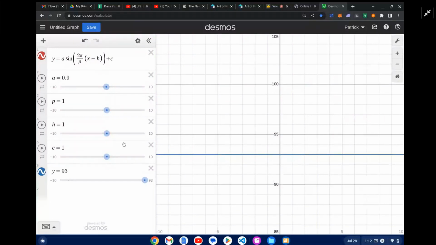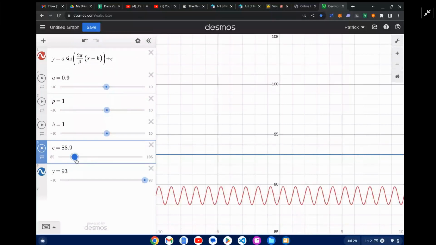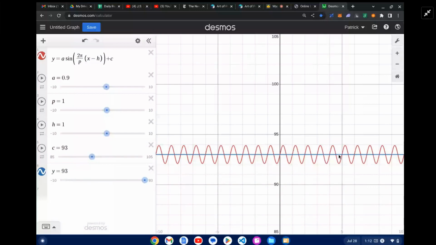That means the vertical shift is 93. It's up 93, so we're going to change the c to 93. You notice that we're only going from -10 to +10, so we need to change that. We can do 85 to 105 again. Just enter that, and this allows us to shift our sine function. So we set it at 93. You see that the line y equals 93 is right in the center. So our c is set.